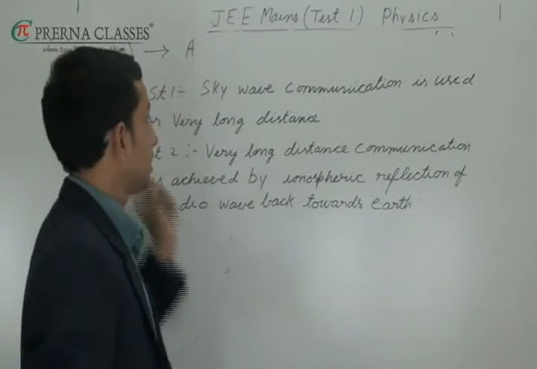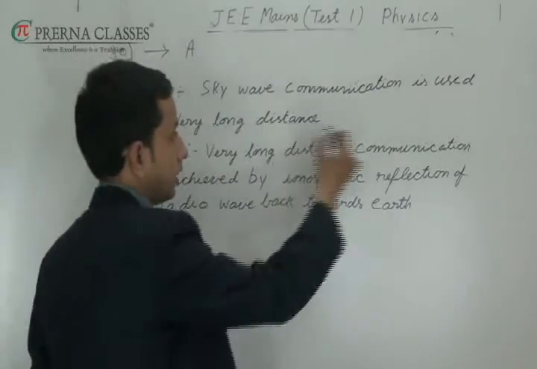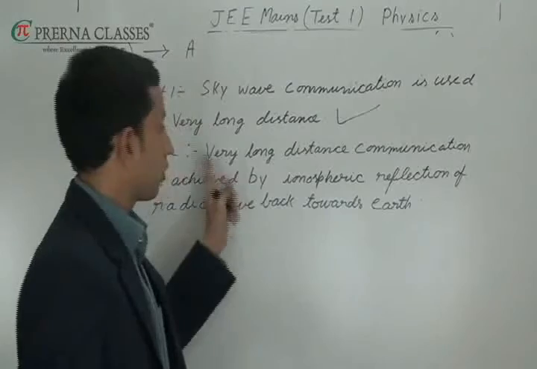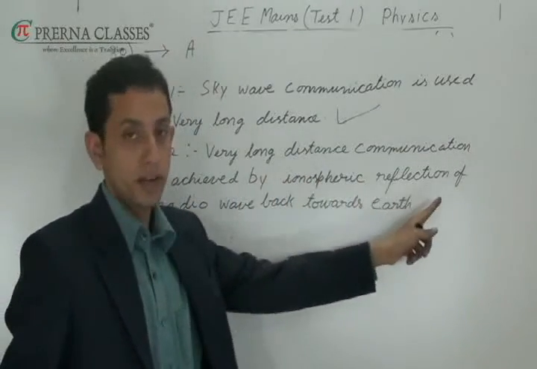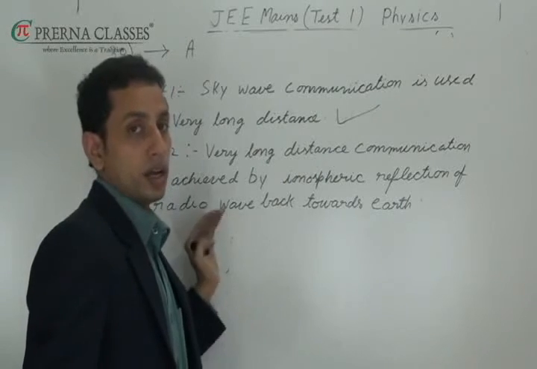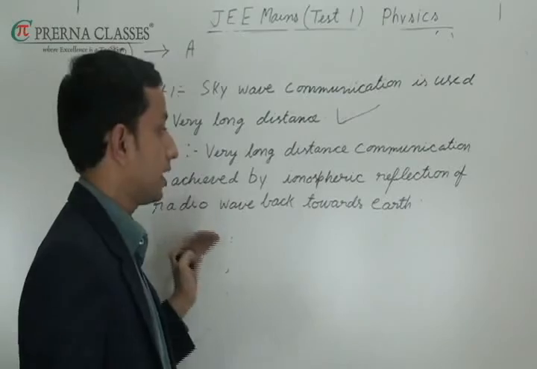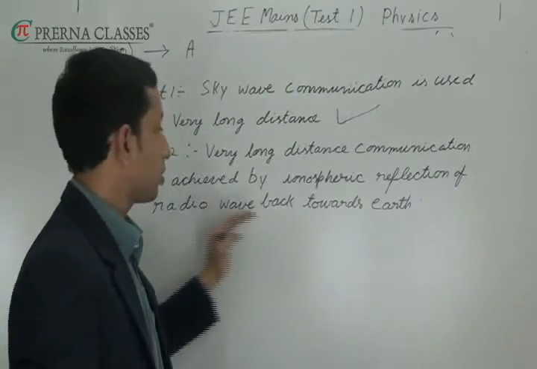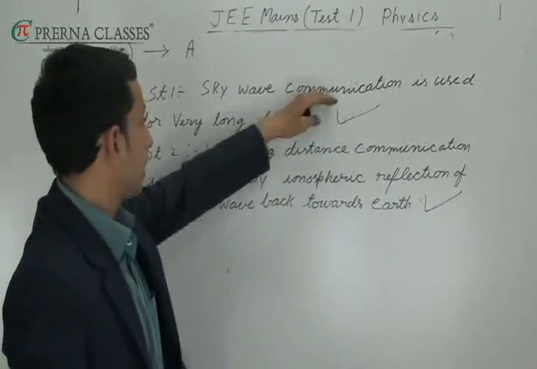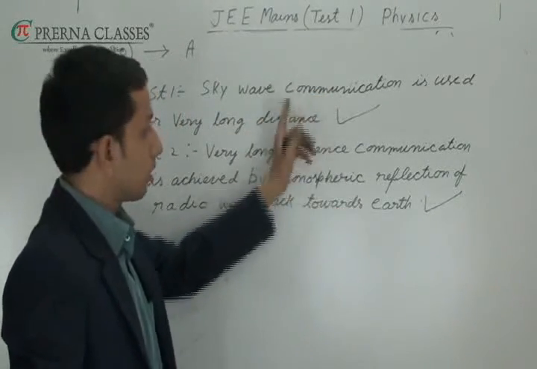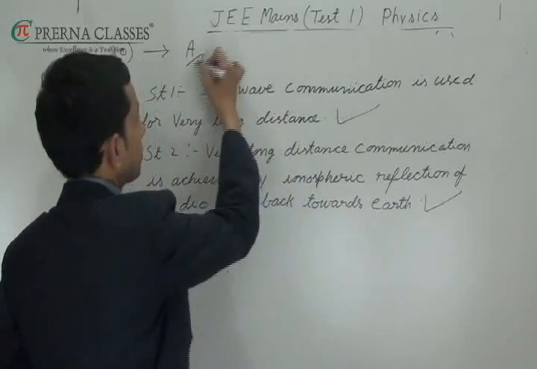Now come to question number 30. A skywave communication is used for very long distance. This is statement 1, that is correct. And very long distance communication is achieved by ionospheric reflection. Means waves are emitted from the transmitter at Earth's surface and they are reflected from the ionosphere and come back to the Earth's surface. So this is also correct, and this is a correct explanation of the first statement because this is a property of skywave. So our answer will be option A.